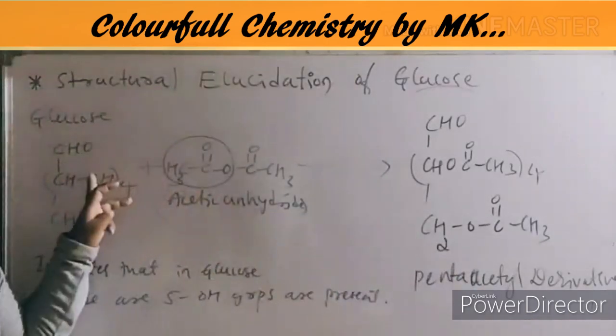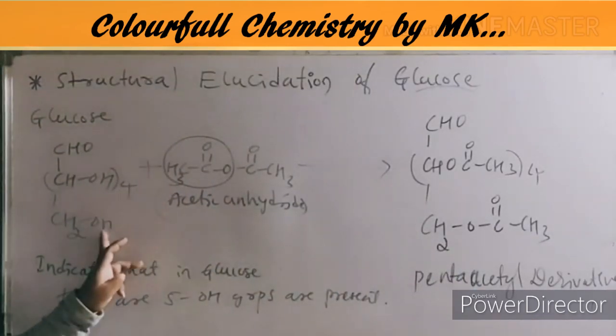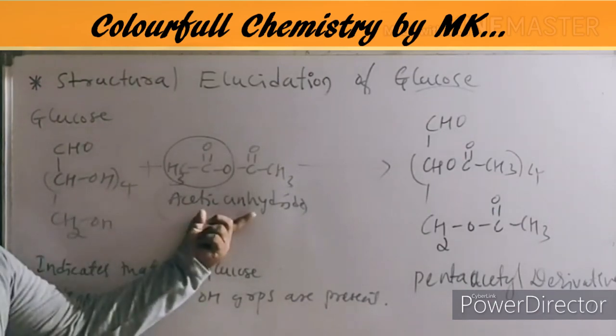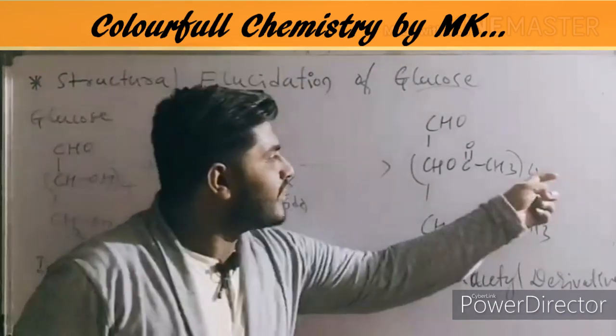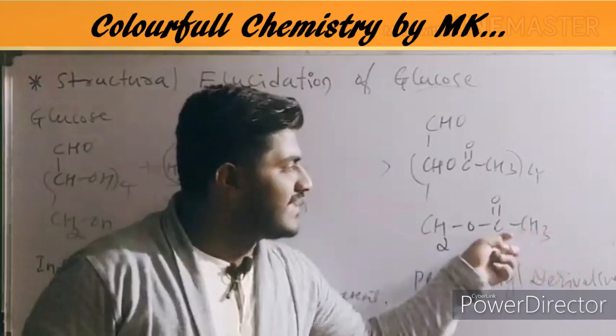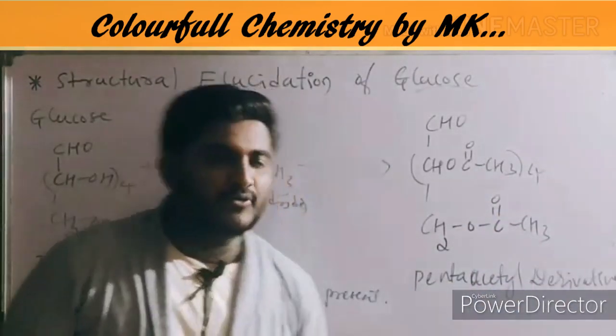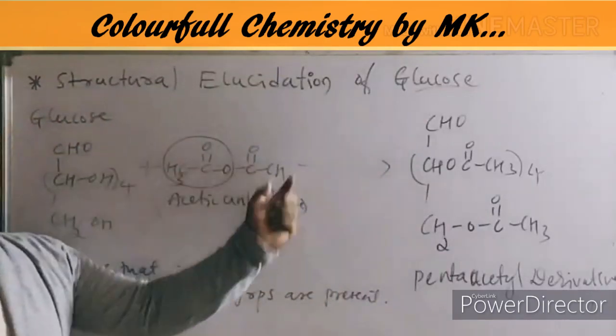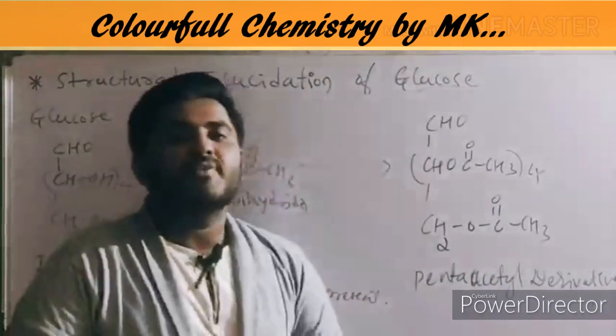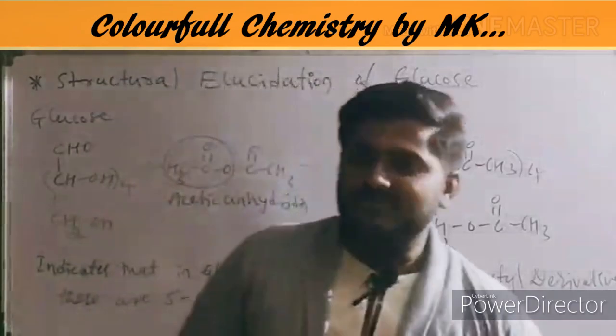Look here. This one is an OH, these are 4 OH, and this one is the 5th OH. So when I add acetic anhydride, we are getting 4 acetyl derivatives here and 1 acetyl derivative here, totally 5 acetyl derivatives. Therefore the name pentaacetyl derivative. Therefore this reaction indicates that glucose has 5 OH groups.